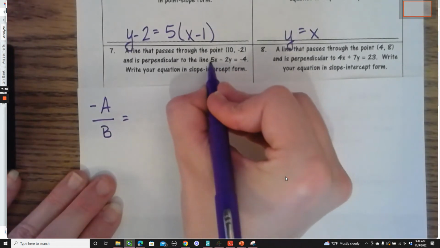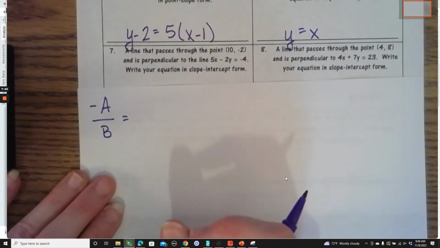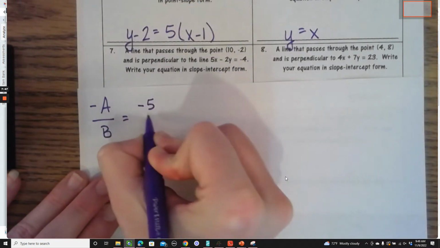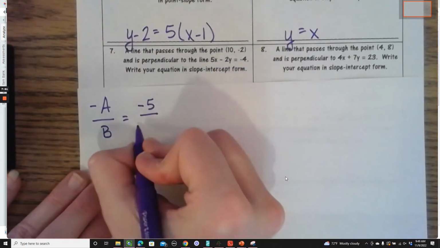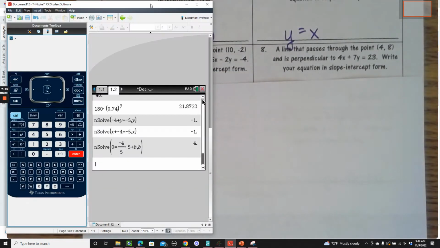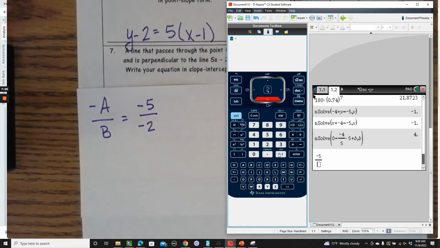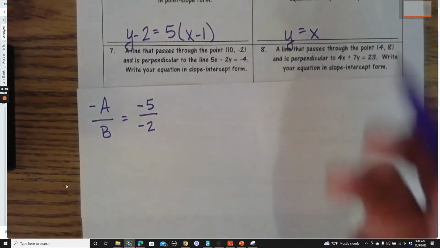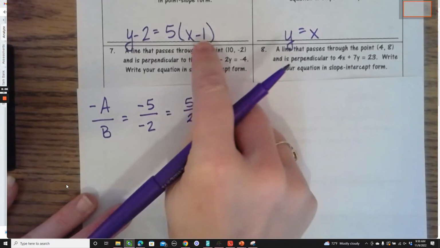So what's the a value here? X is not an a value. 5. So we change the sign. We make it a negative 5. What's the b value? Negative 2. Guys, you need to be checking these fractions. Y'all are still not doing this. Type them in and see if they simplify. This one does. It simplifies to 5 over 2. So that's the slope of this line.